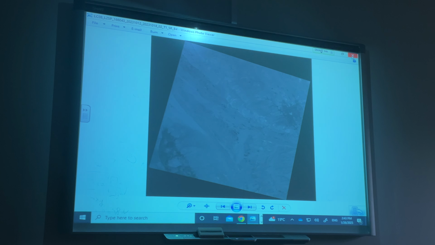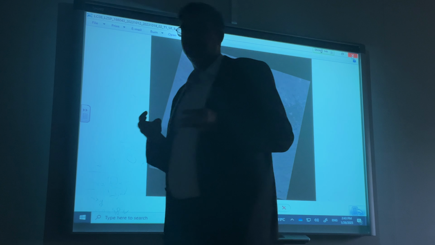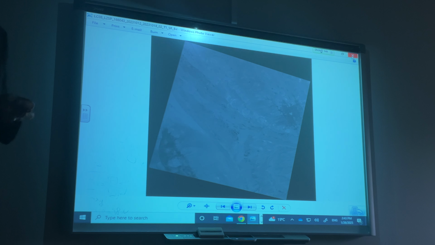So if the scientist designs a sensor for red color, one for green color, one for blue color, and one for infrared, the infrared region of the electromagnetic spectrum, and he is looking at the vegetation.